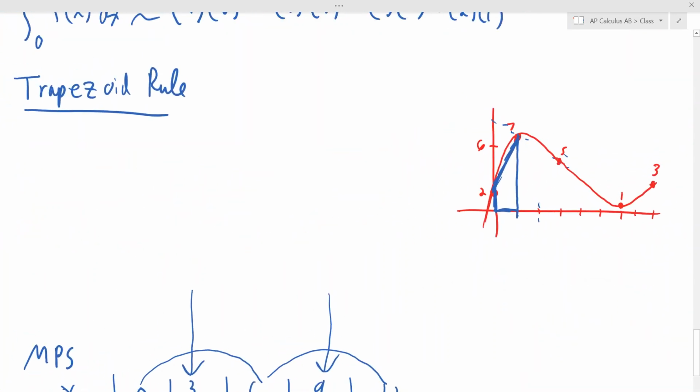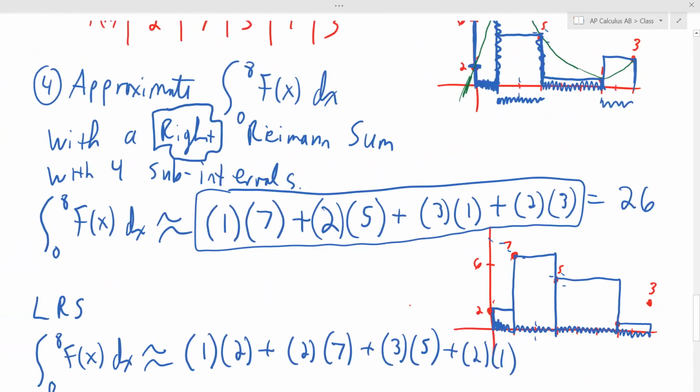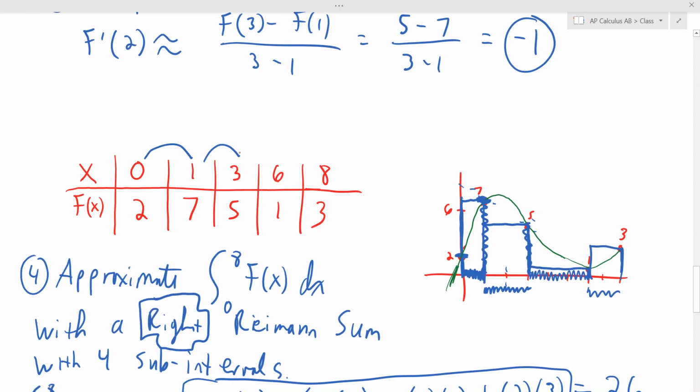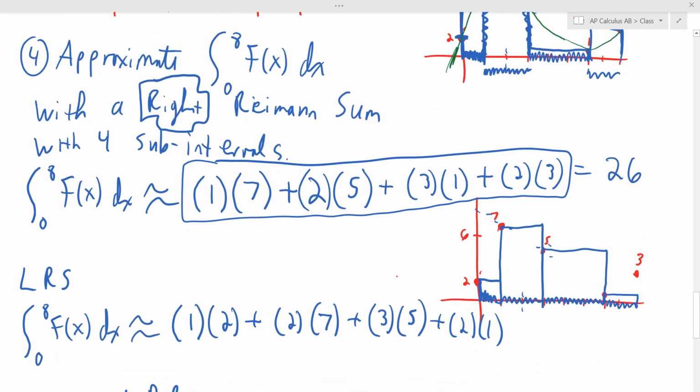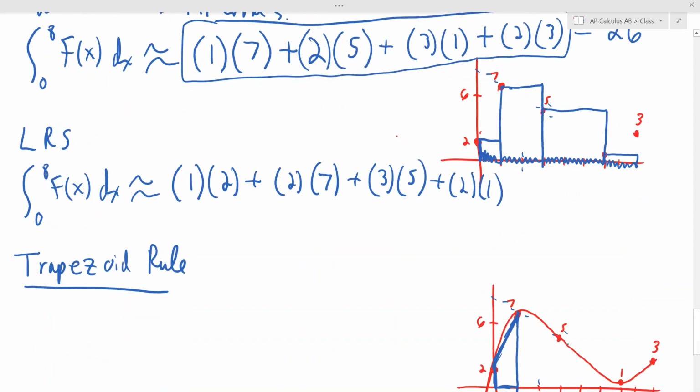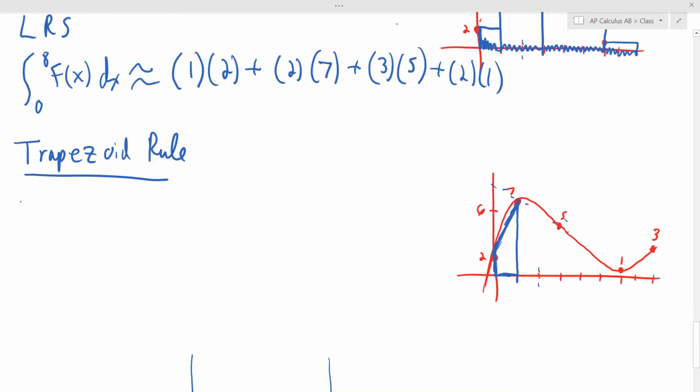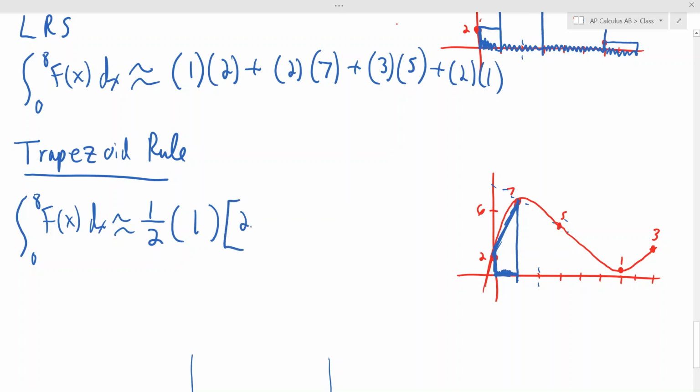So over here, when we do trapezoid rule, because I have 4 subintervals, and that's just a consequence of my table, remember? 0 to 1, 1 to 3, 3 to 6, 6 to 8. We're going to have 4 trapezoids, just like the left-hand sum and the right-hand sum had 4 rectangles. So again, you're going to write the integral from 0 to 8 of f of x dx is approximately, every one of these trapezoids starts out with a half times the height. The height of my first trapezoid is 1, because that's how far apart the bases are. The bases of my first trapezoid are 2 and 7. That's the first trapezoid.